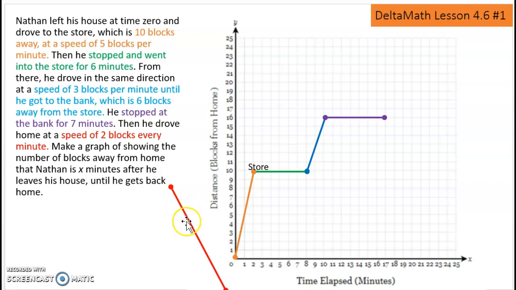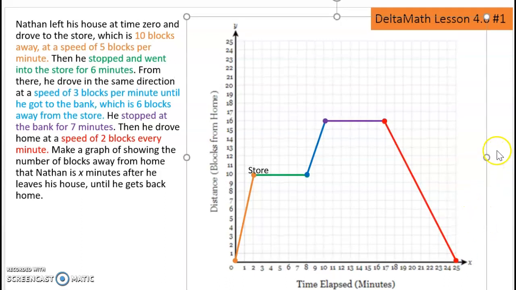Okay, so he's not going to need to come back to the starting point. We're just trying to get him to go home. So we need to get him to come down here to 0. But it only goes at a speed of 2 blocks every minute. So every minute our rate goes down 2 over 1, down 2 over 1, down 2 over 1. So if you count those out, down 2 over 1 takes us down to minute 25.